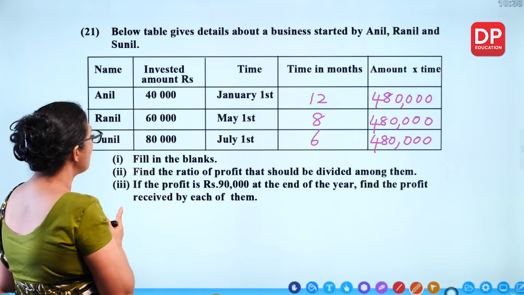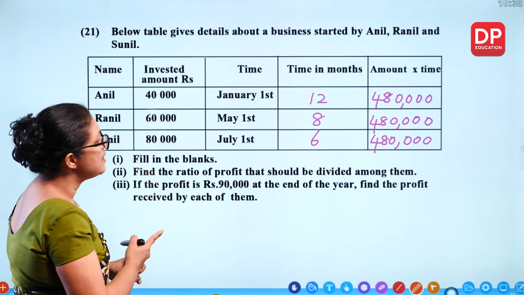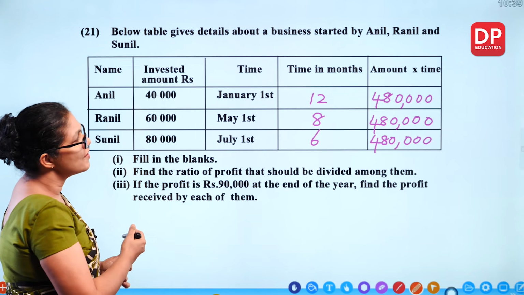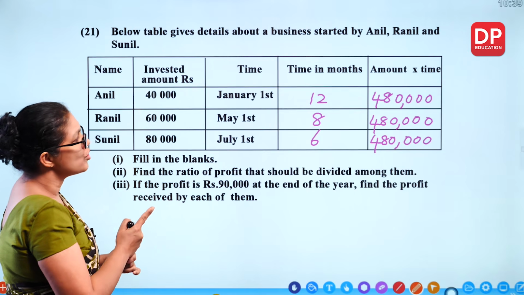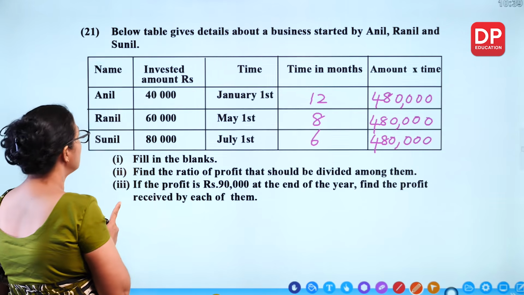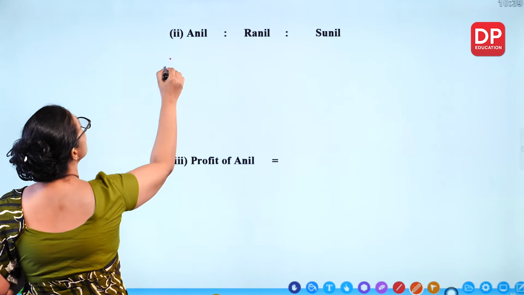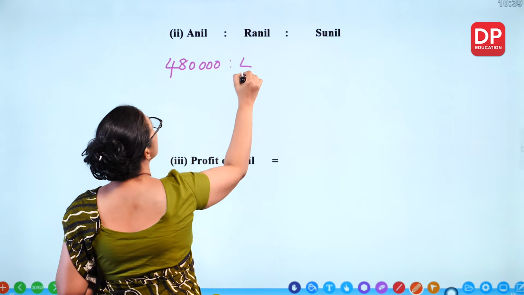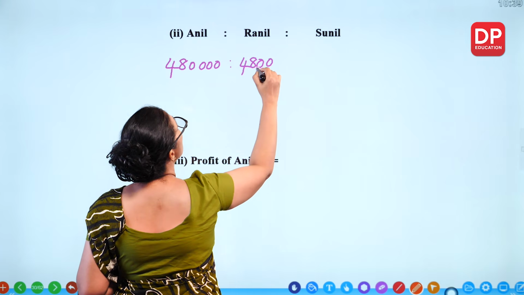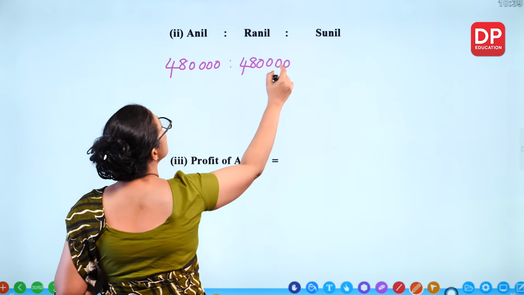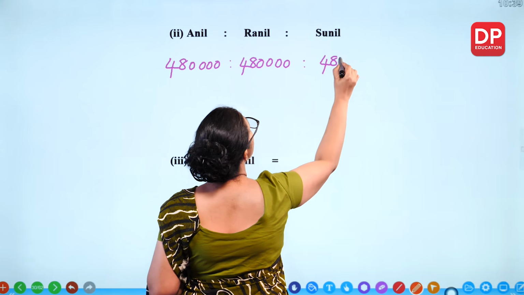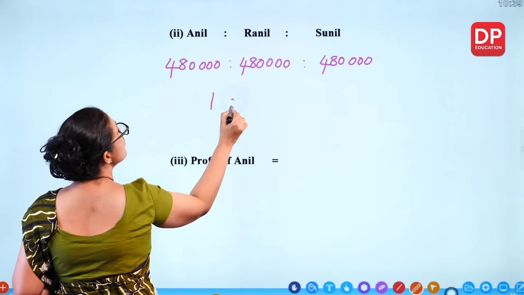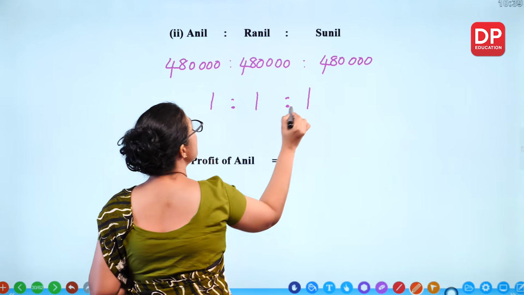Then find the ratio of profit that should be divided among them. So same amount. So what's the ratio? 1 to 1 to 1. So Anil is 480,000. This person is also 480,000. And Sunil also 480,000. So when you divide by this, you get 1 to 1 to 1 ratio.